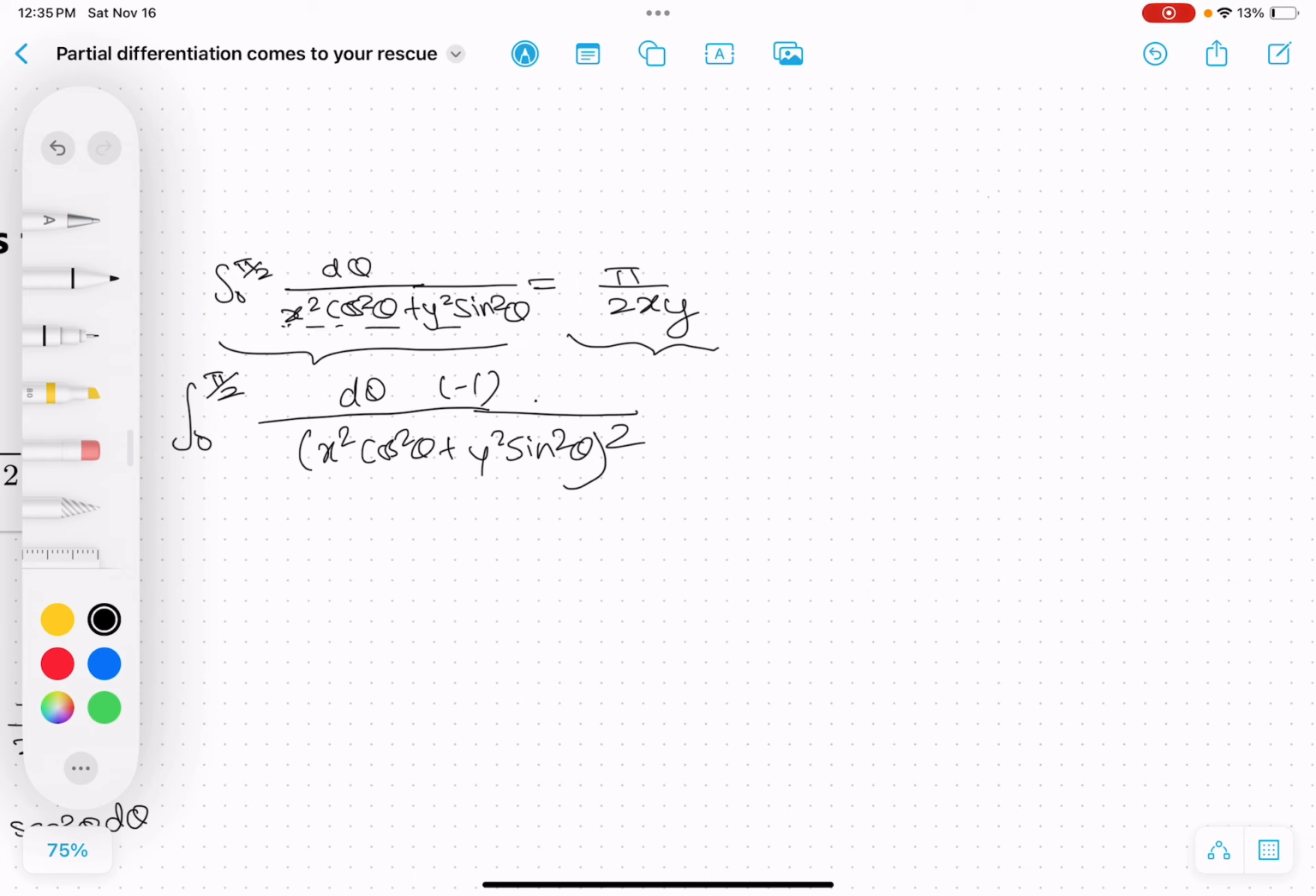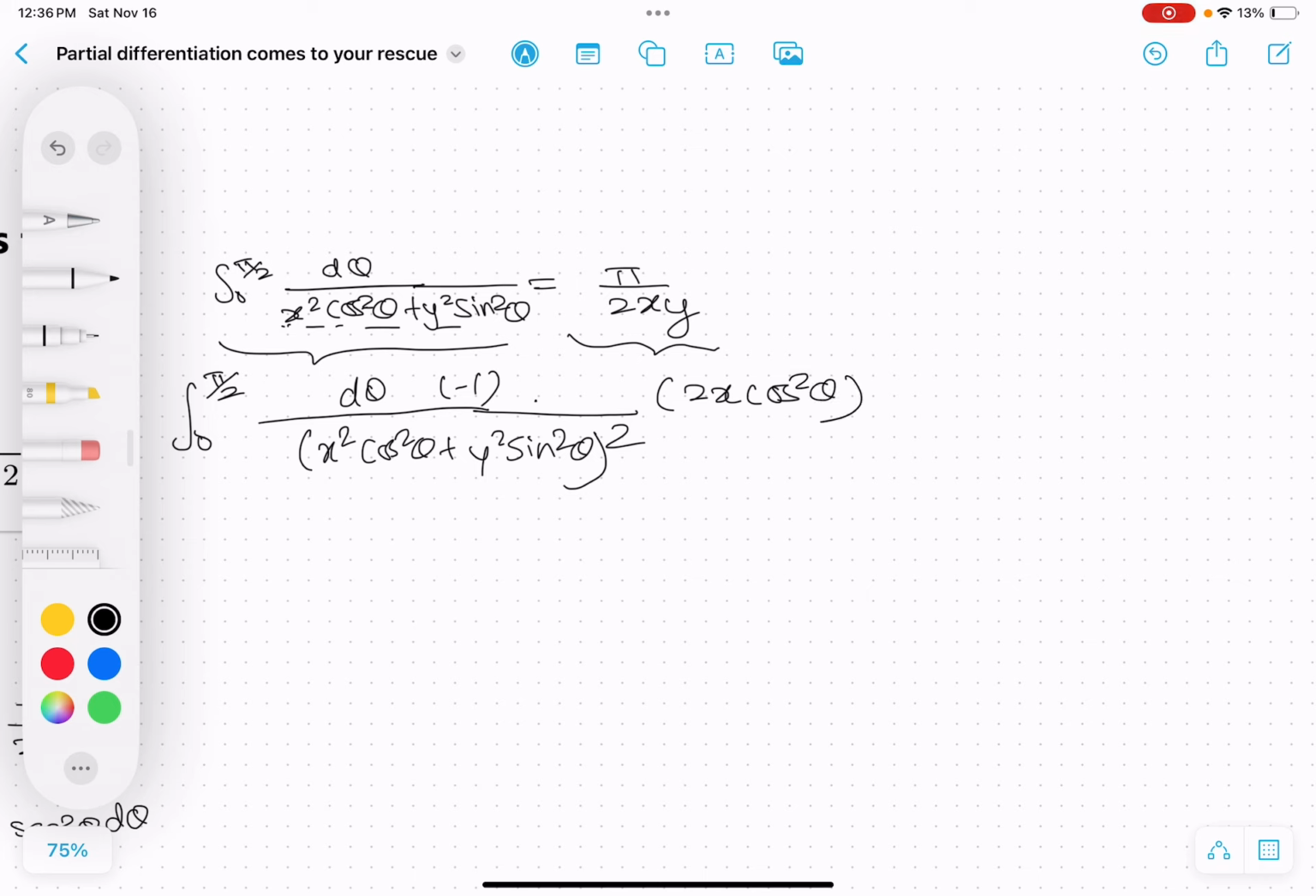First of all, we use the fact that the derivative of 1 by y is minus 1 by y square, with respect to y. The derivative of an inverse is negative 1 over x square, something like that. Now if we use the chain rule and differentiate the denominator, we will get 2x times cos square theta, right?